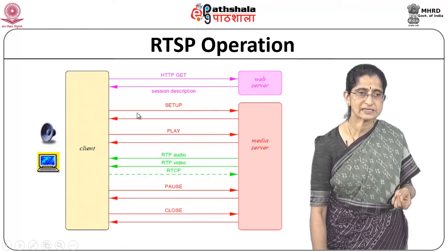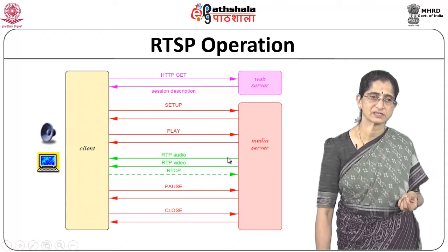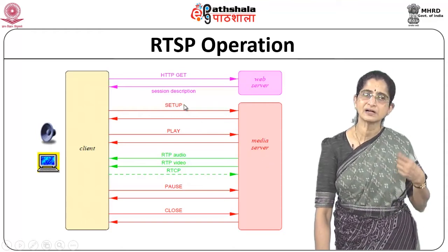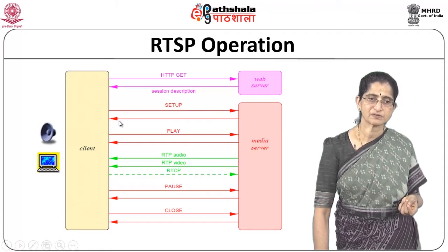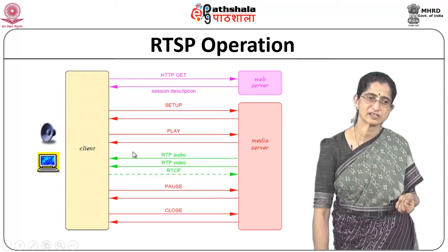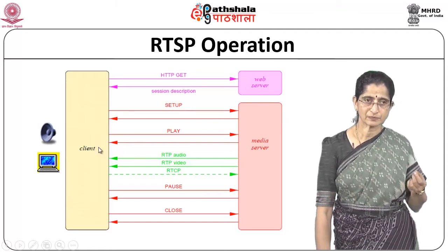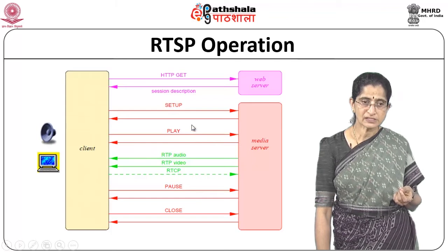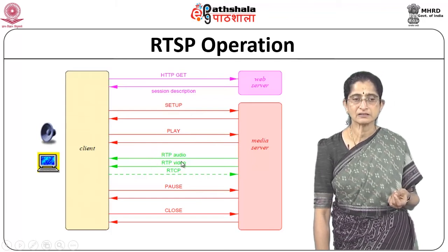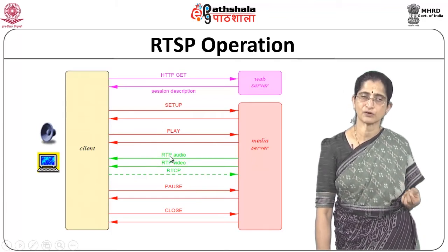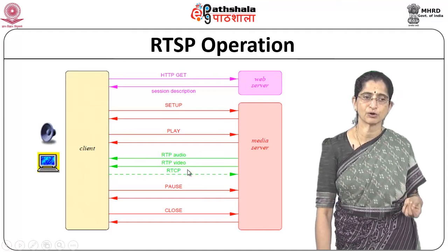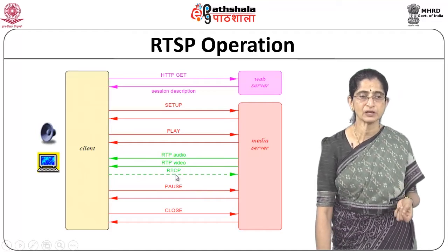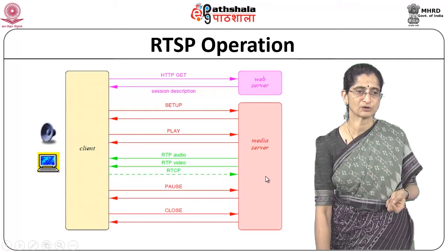Now, the client can send a setup message to the media server. The setup will be an RTSP kind of message. So you will get a setup message, it will get a response from the server, send a play message, and get a response from the server. Once the response is received, these are done using RTSP, then playing of the media can start, which will be done on top of RTP. So, RTP audio, RTP video and so on, and RTCP will be used to send the control information.